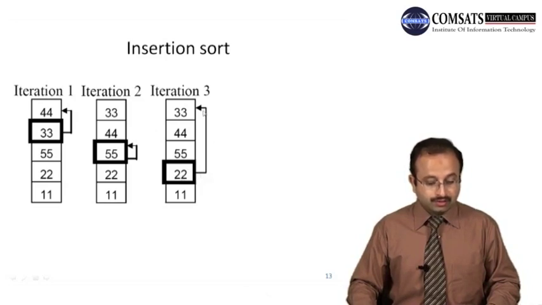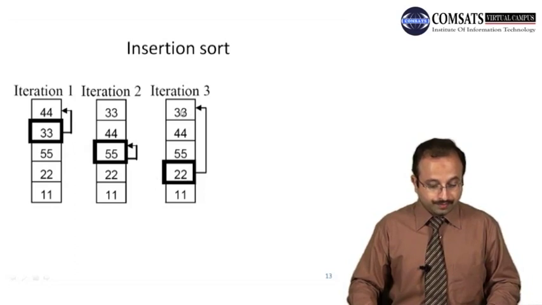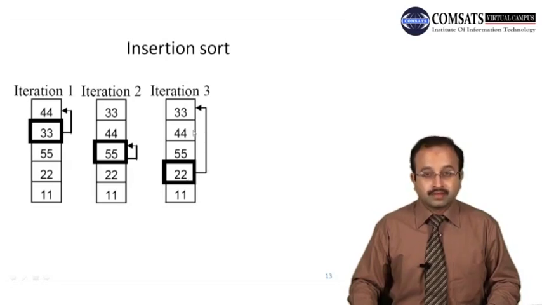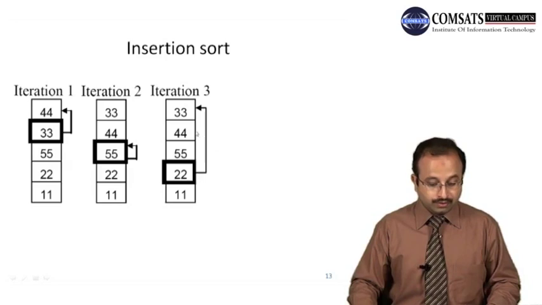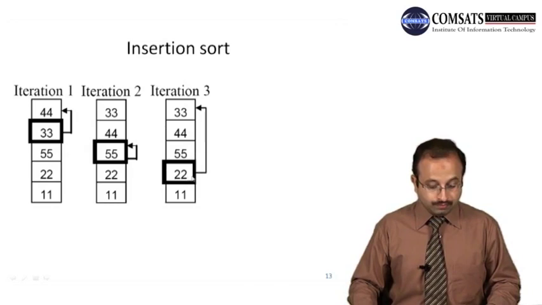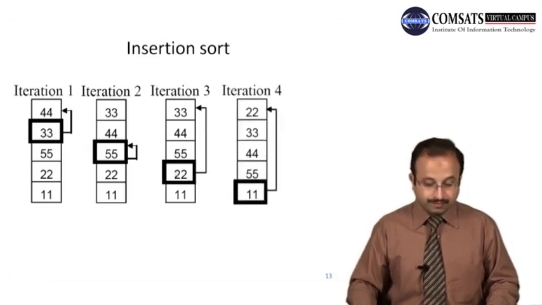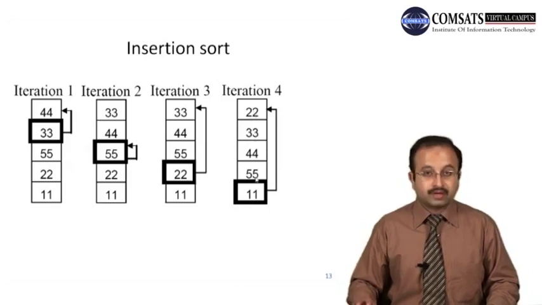Now 22 is smaller than 33, so you have to perform swapping. 33 comes down over here and 22 goes over there, right? And then 33 that comes over here will be compared with 44. Again 33 is smaller than 44, so 44 comes down and 33 goes up. Okay? And then 44 will be compared with this value 55, and the value is smaller, so 44 goes up and 55 goes down. So after the execution of the third iteration, this will be the array: 22, 33, 44 and 55.